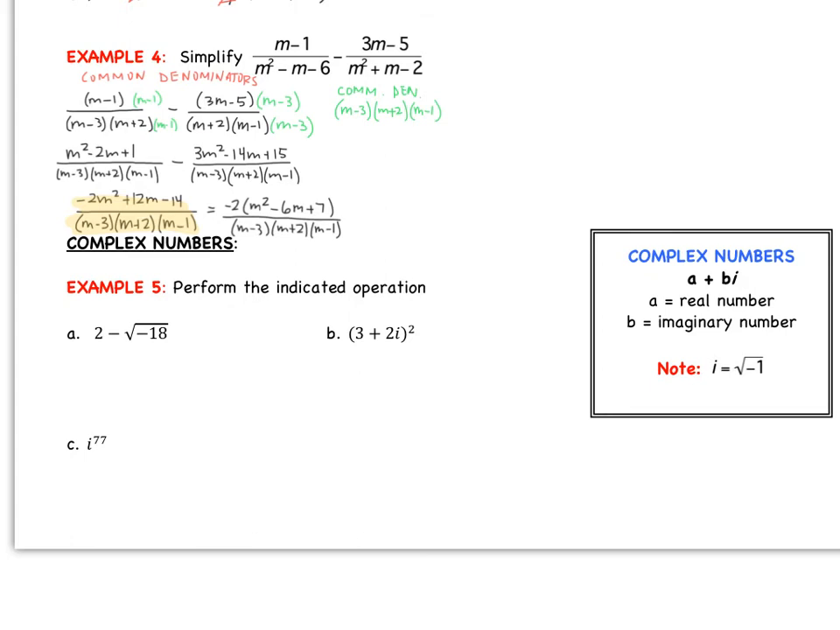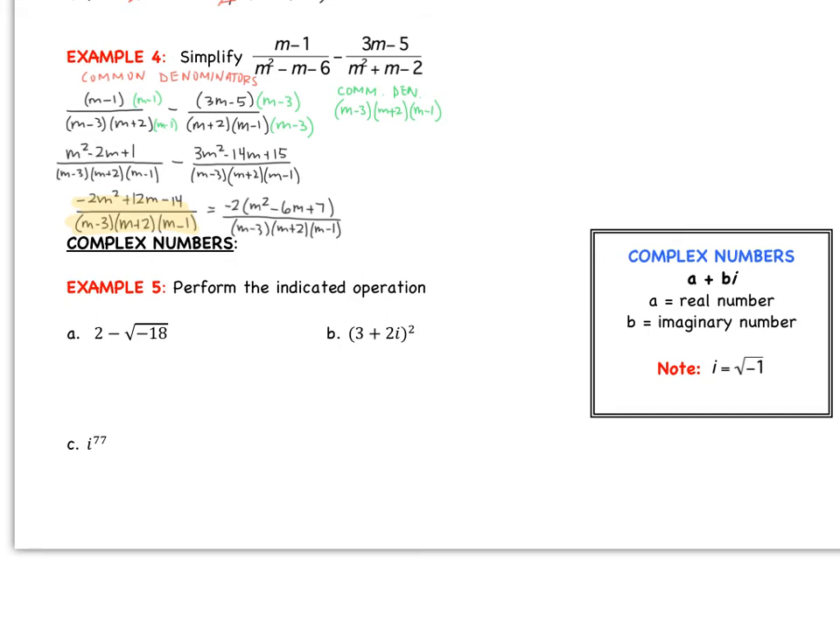Okay, finally, on to the last topic for today, complex numbers. If you look at our little side note over here, a plus bi represents a complex number. a is the real number, and b is the imaginary number. One thing we have to remember is i is equivalent to the square root of -1. That allows us to take the square roots of negatives.